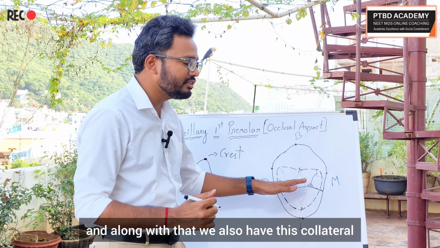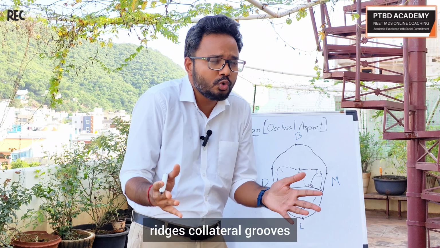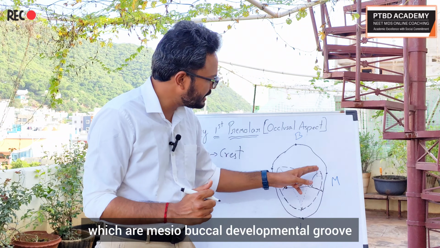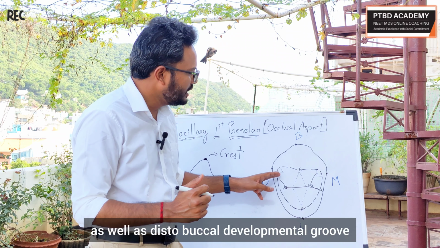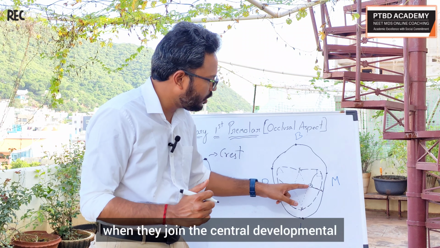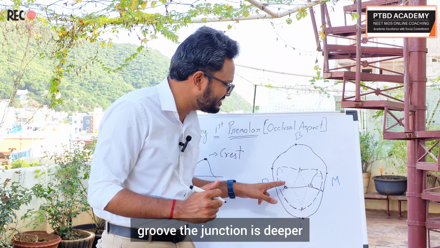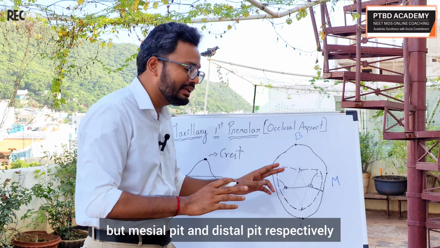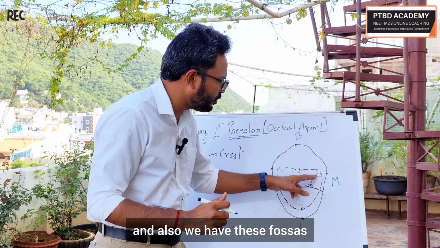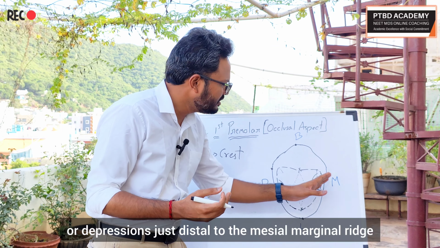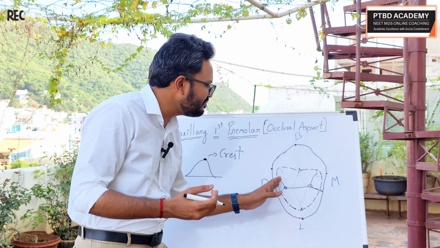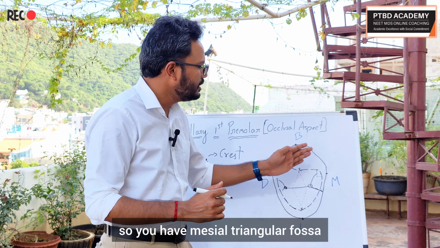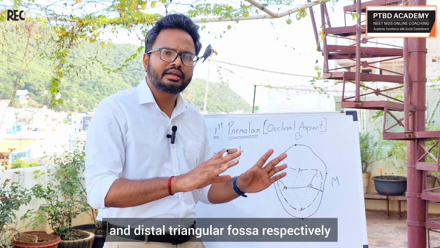And along with that, we also have these collateral grooves, not ridges, collateral grooves, which are mesobuccal developmental groove as well as distobuccal developmental groove. And when these collateral grooves join the central developmental groove, the junction is deeper and they form pits, which are nothing but mesial pit and distal pit respectively. And also we have these fossae or concave areas or depressions just distal to the mesial marginal ridge and mesial to the distal marginal ridge, and these are called triangular fossa. So you have mesial triangular fossa and distal triangular fossa respectively.